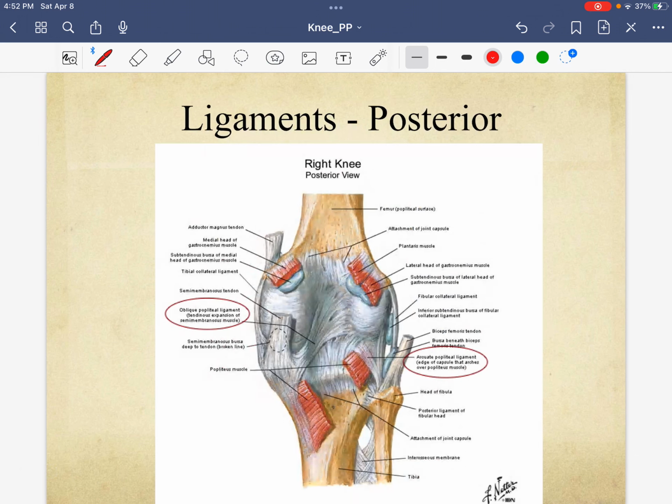Pardon me, another drink. All right, number 6 there, oblique and arcuate popliteal ligaments. You don't need to know these. You don't need to know them. I'm just going to make a point here as an aside.